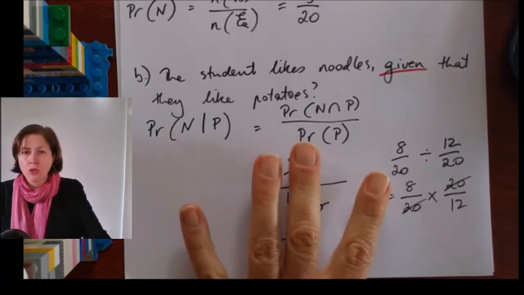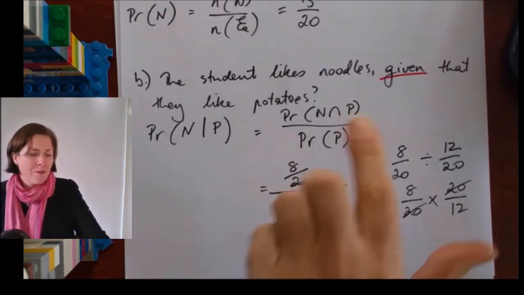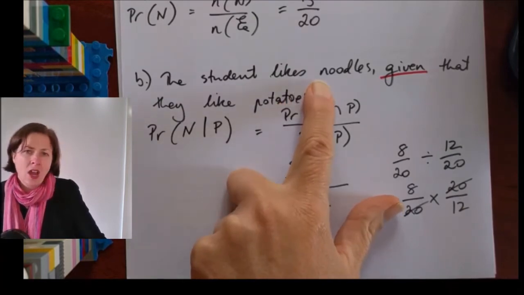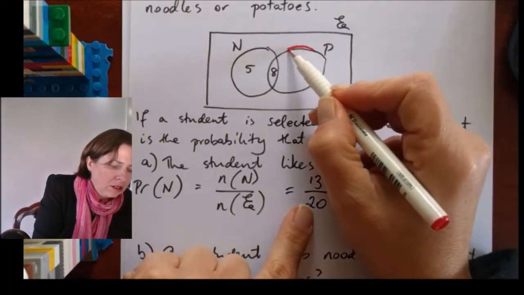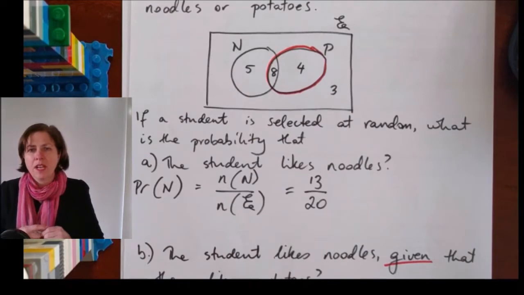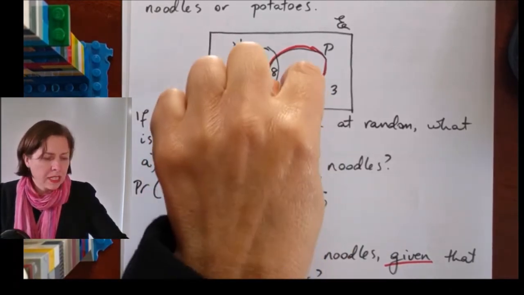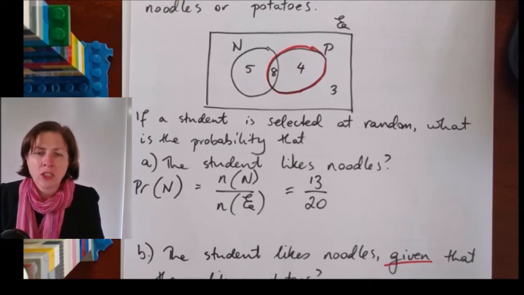What I could do is answer the question in a more intuitive way. If I know that they like potatoes, what is the probability that they like noodles? Let's circle the students that like potatoes. Okay, so I'm not dealing with 20 students. I've only got 12 students to think about, the ones that like potatoes. What's the probability that someone selected from that group at random likes noodles?